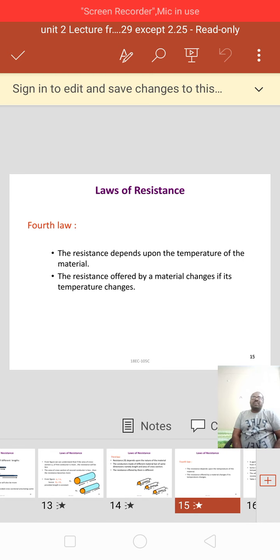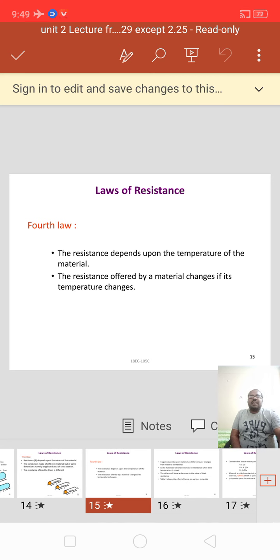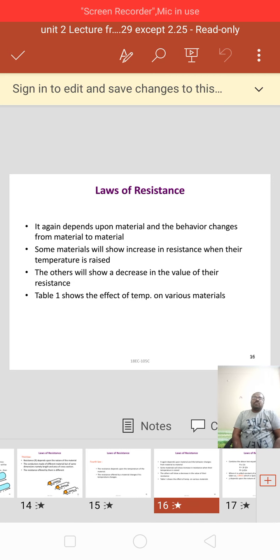The fourth law is also an exemption, that is, the resistance depends upon the temperature of the material. The resistance offered by the material changes as its temperature changes. Okay, it is the exceptional fourth law, but for remembrance purposes I have given the fourth law also.